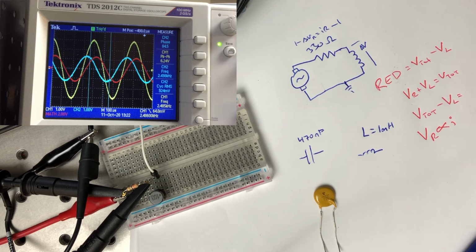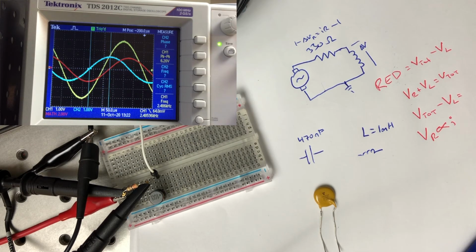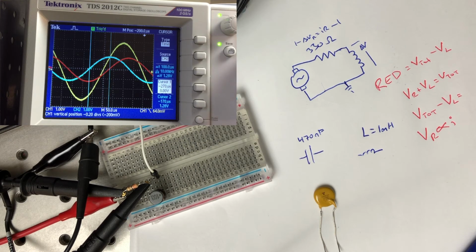In fact, the inductor is happening at an earlier time. It's leading the current through the system here, which is quite interesting. And we can calculate the phase. We have these cursor measurements here. So I'll hit cursor, and we can see that cursor 1 is, oops, that's the offset, wrong button.